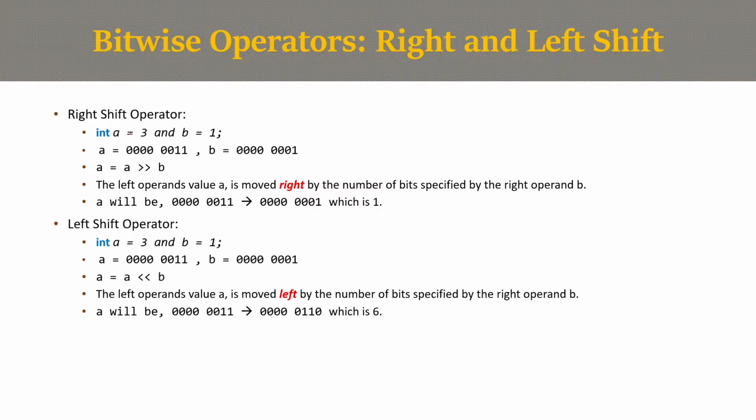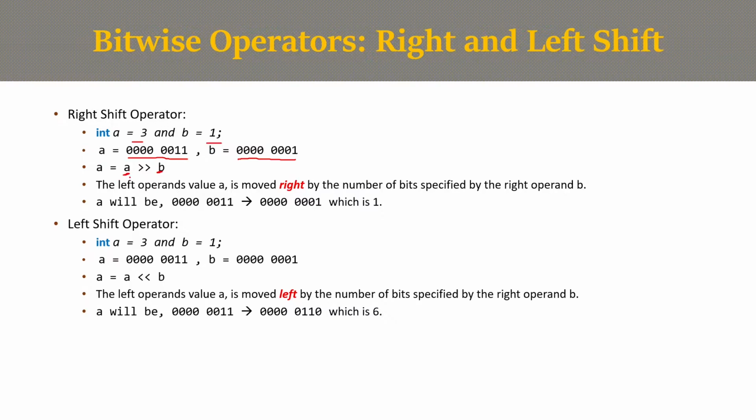So here you can see for the right shift operator, my value of A is 3 and B is 1. If I convert this to binary format, I will get this, right? And if I convert this into binary format, then it will be this, right? Now if I use the right shift operator, which is A >> B, here A is my left operand and B is my right operand. Whatever result is calculated will be stored in A again.